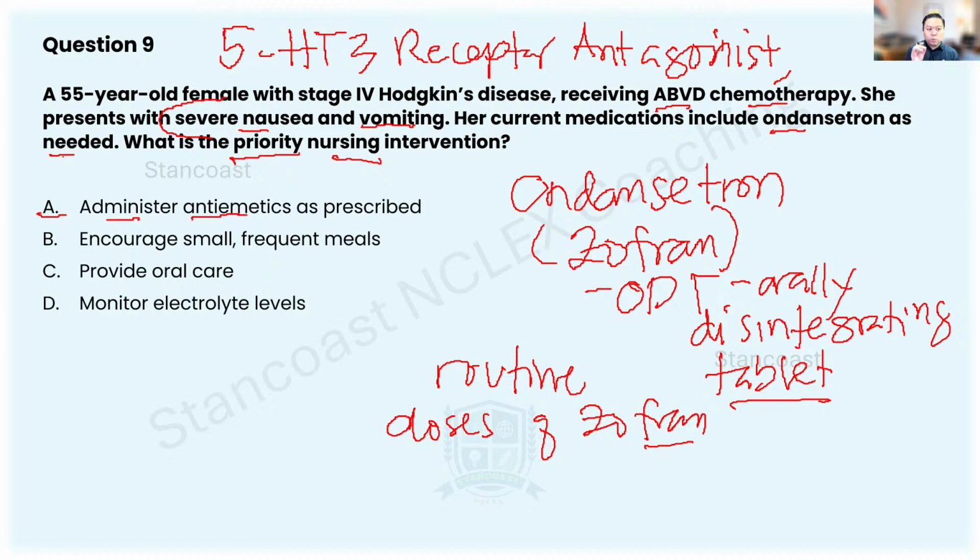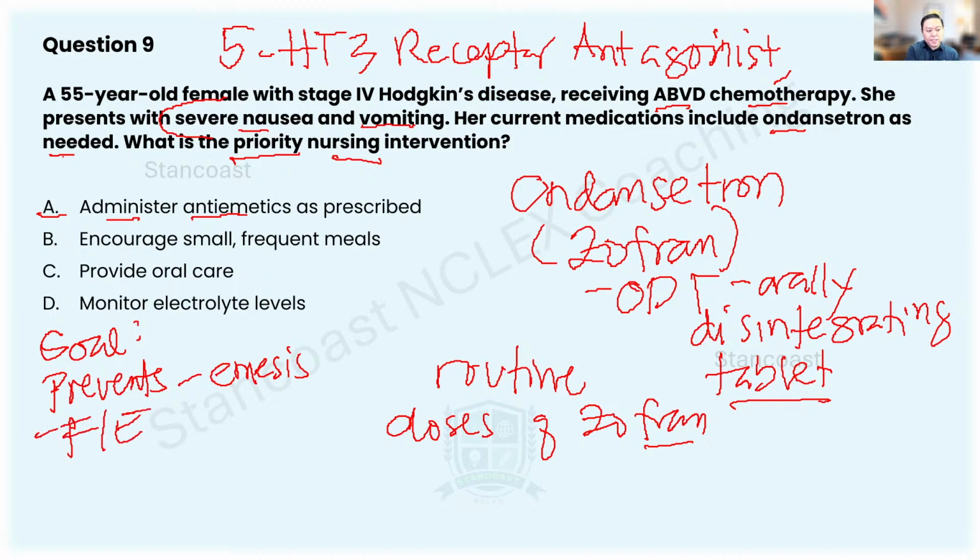Okay, when we are talking about chemotherapy, our patient really needs to have this treatment, antiemetic medication. This will prevent any more complications such as fluid and electrolyte imbalances. Okay, so what is really the goal here for the antiemetic therapy? It prevents emesis and also prevents fluid and electrolyte imbalances.